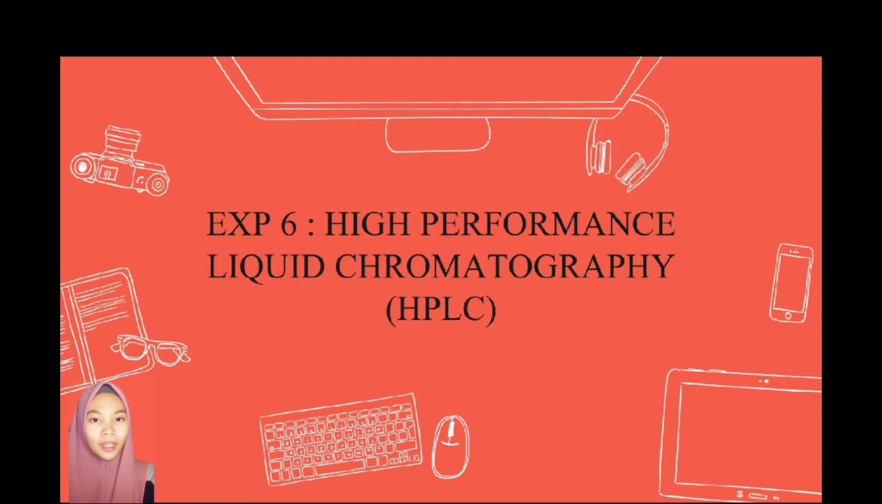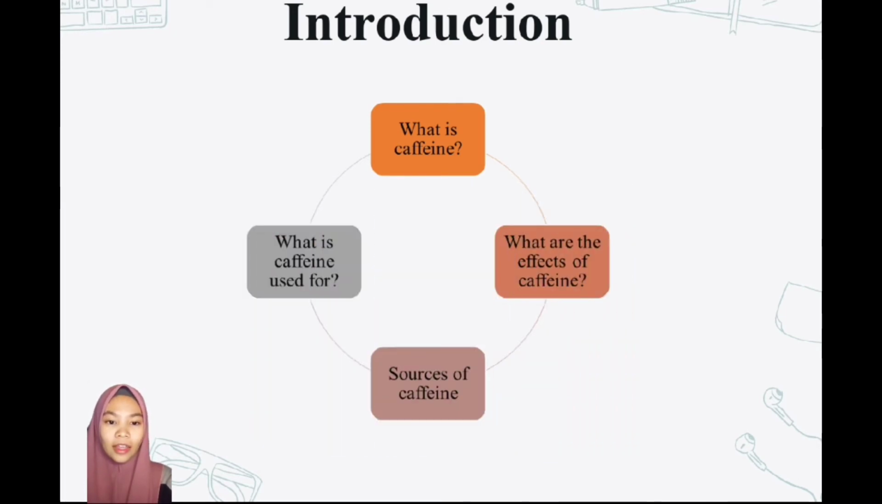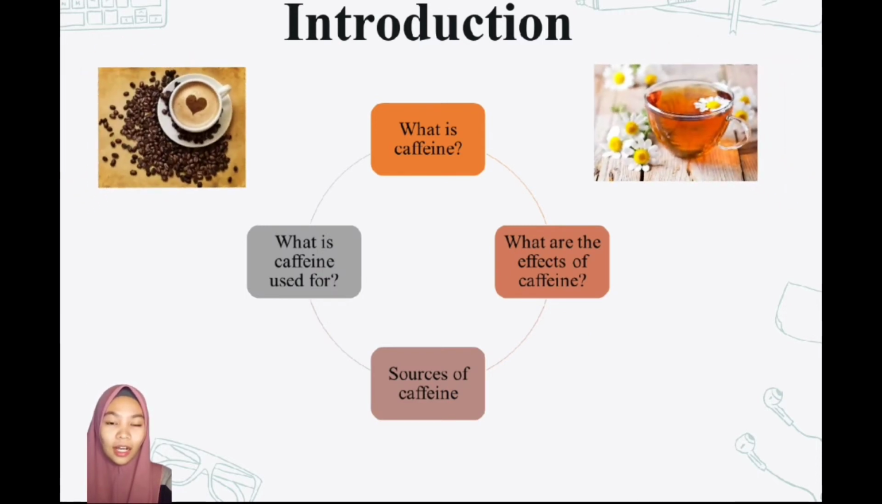Today I'm going to cover an introduction part for experiment 6. Caffeine is a natural alkaloid found in around 60 plant species and it is a natural stimulant that is found in plants such as tea, coffee and cacao plants.